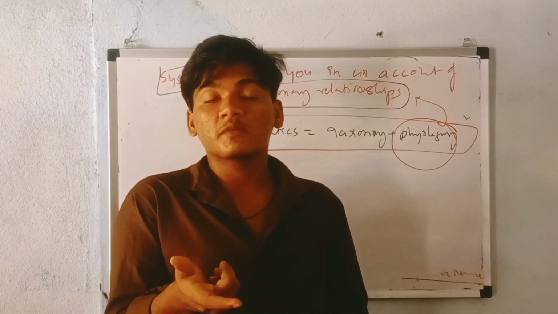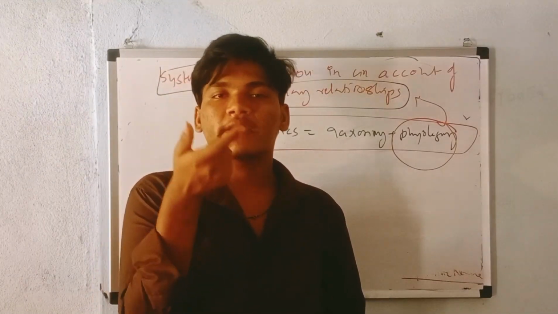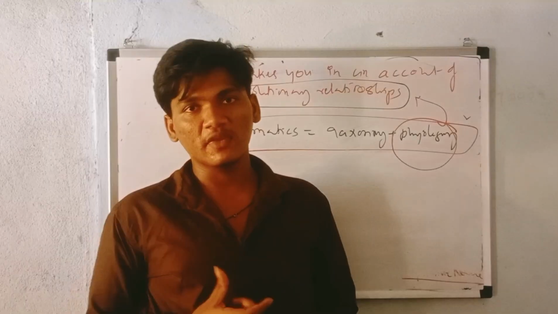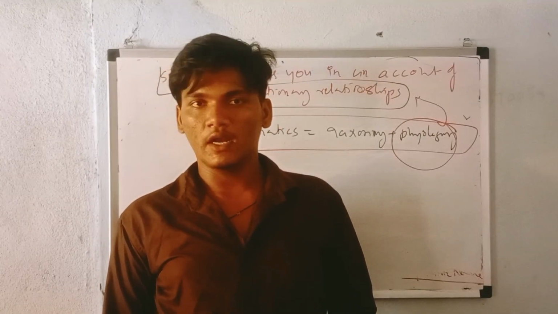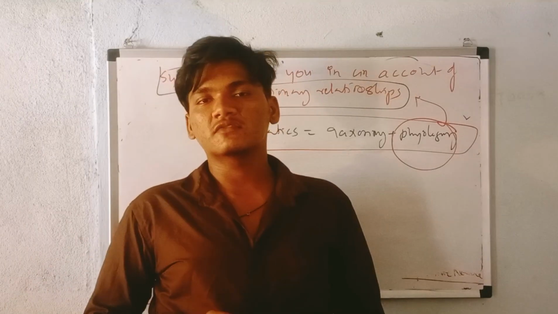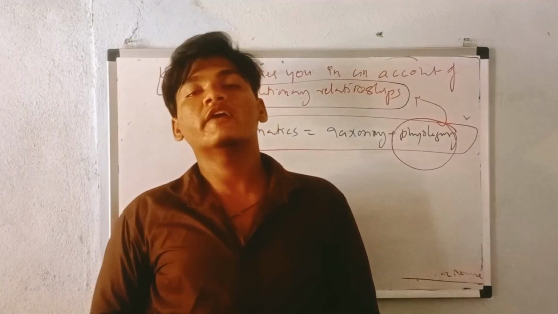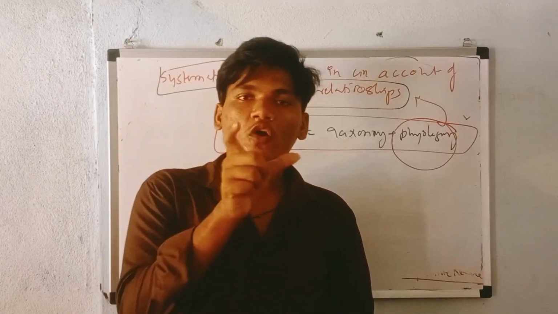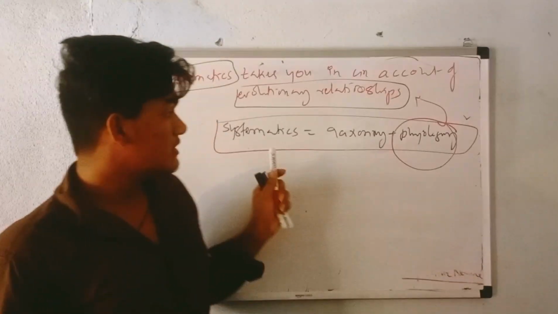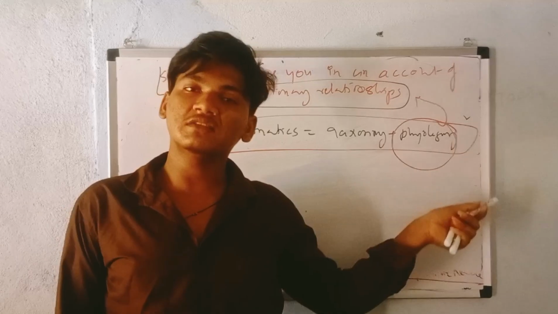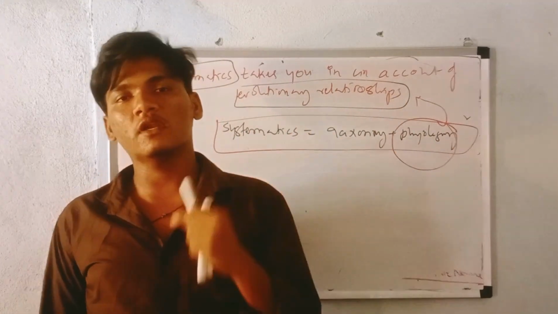The word systematics was derived from the Latin word systeme. What is the meaning of systeme? It means systematic arrangement of the organisms. The scientist Carolus Linnaeus first used the term in his publication title Systema Naturae. If you study systematics, it will take into account evolutionary relationships. Systematics equals taxonomy plus phylogeny. Here phylogeny is nothing but evolutionary relationships.